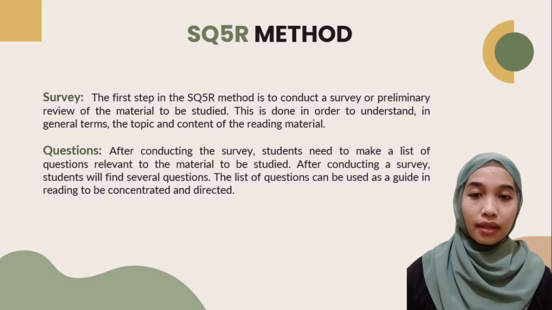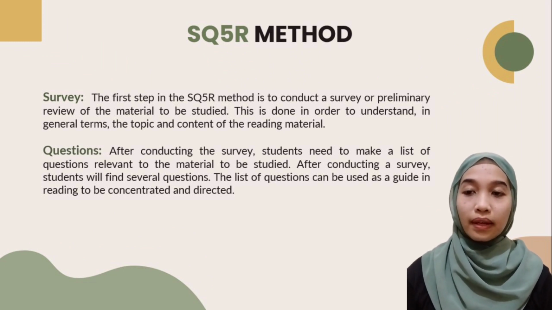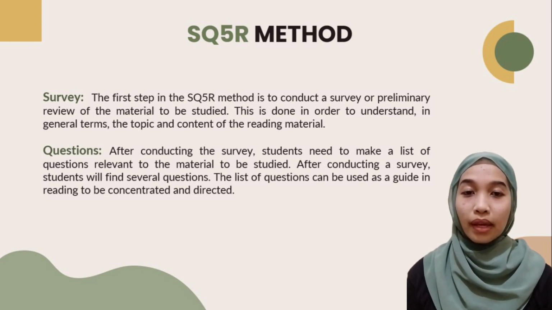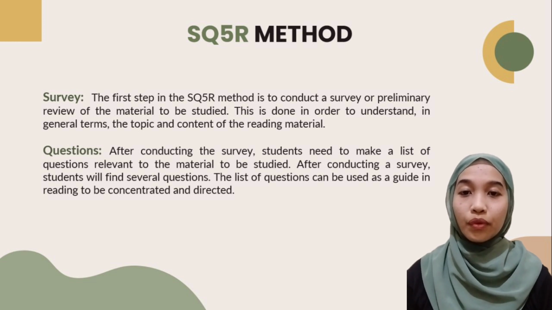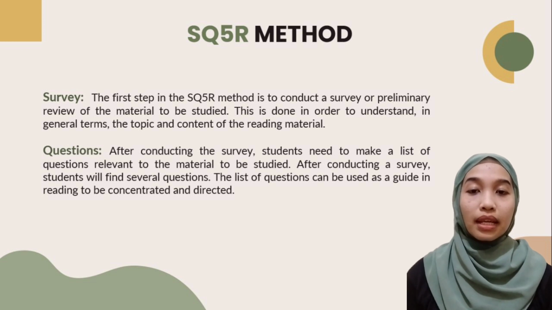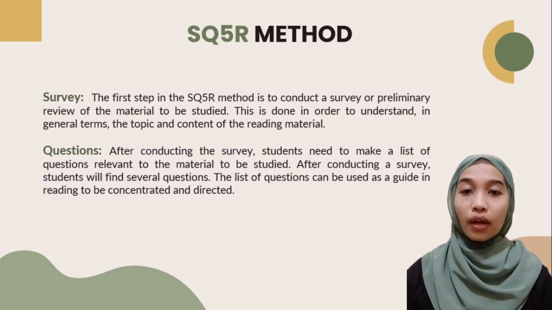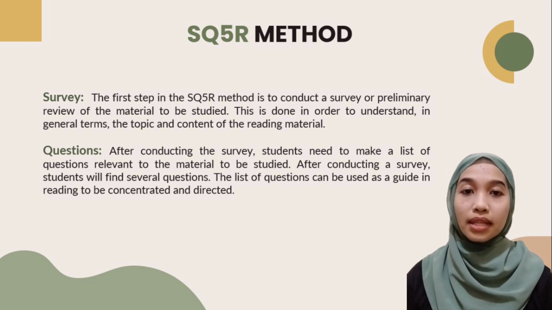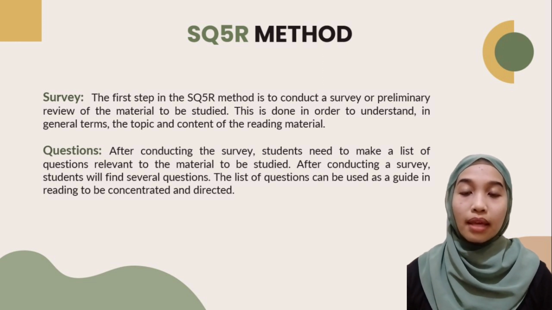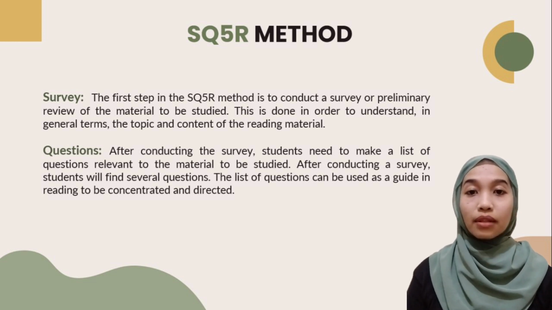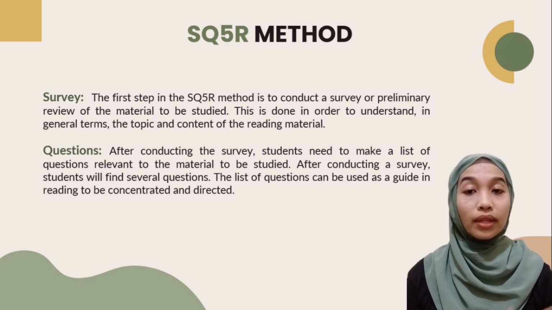Okay, survey. The first step in the SQ5R method is to conduct a survey or a preliminary review of the material to be studied. This is done in order to understand in general terms the topic and content of the reading material. By conducting surveys, you can collect the information needed to focus attention when reading.